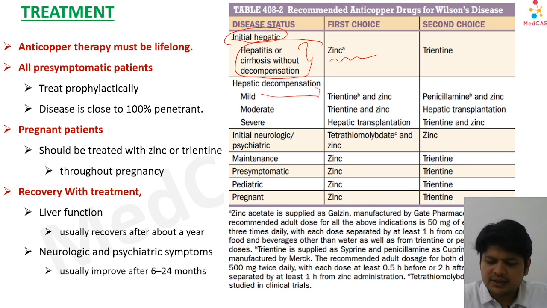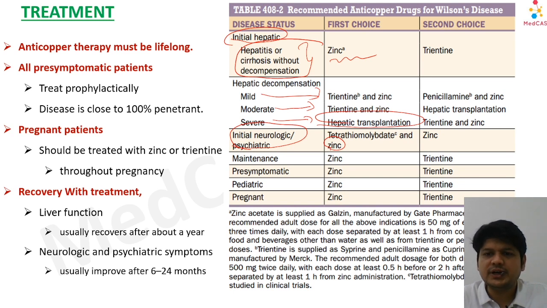If it's mild, trientine and zinc. Moderate, trientine and zinc. Severe, go for hepatic transplantation. When it's an initial neurological or neuropsychiatric feature, you give zinc. You do not talk about trientine here. You do not talk about D-penicillamine here. Only zinc. Then you can also think of tetrathiomolybdate, which they said is not approved yet, but it has shown really good results in clinical trials, so that also becomes a good option.